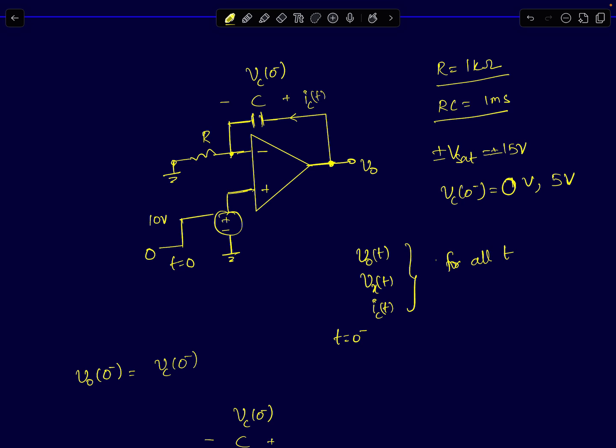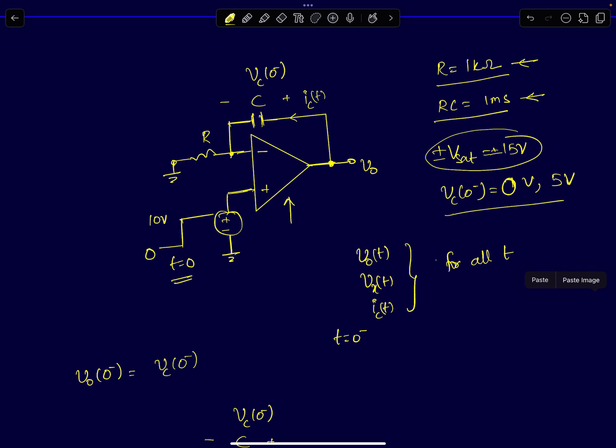Shown in the circuit is a non-inverting RC integrator. The transient event occurs at t equal to 0 seconds. It's given that the resistance value is 1 kilo ohm, the integrating time constant is 1 millisecond, and the op amp is assumed to be ideal with a saturation limit. The output saturation limit is plus minus 15 volts. It's also given that the initial condition of the capacitor before the step event happens is Vc0 minus, and we have to analyze the circuit for two cases: when Vc0 minus is 0 volts and when Vc0 minus is 5 volts.